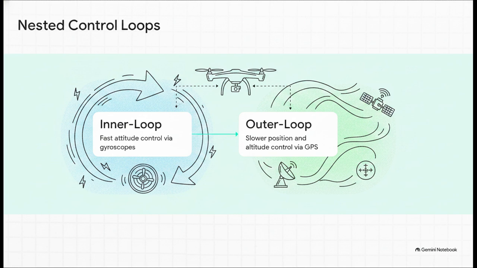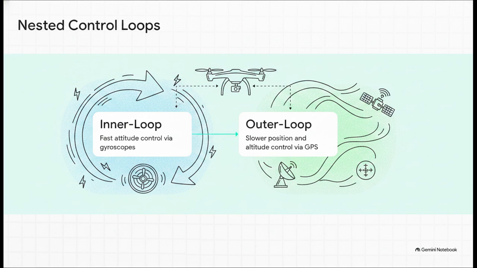The drone essentially separates its tasks by speed. Step 1 is the lightning-fast inner loop. This loop relies on high-frequency gyroscope data to make millisecond-level adjustments to the motors. Its one and only job is attitude control, managing pitch, roll, and yaw so the drone doesn't instantly flip over.